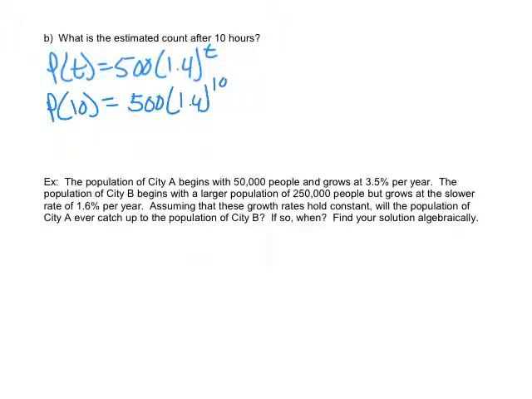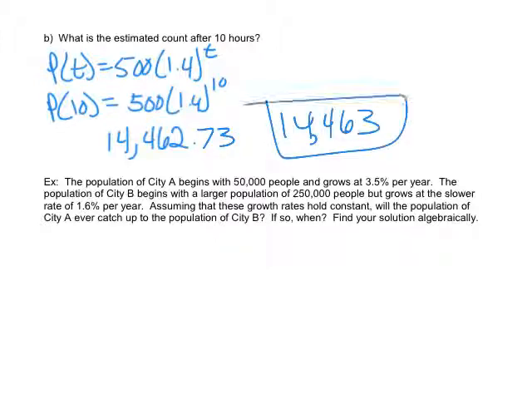And you get 14,462-ish. I'm going to round up to 63 because it's 462.73. Oh, it's not going to let me erase. Well, then I'll just write it then. 14,463. That's what you get roughly after 10 hours.